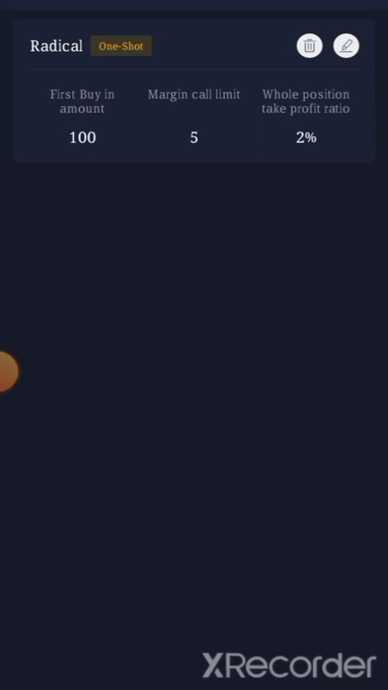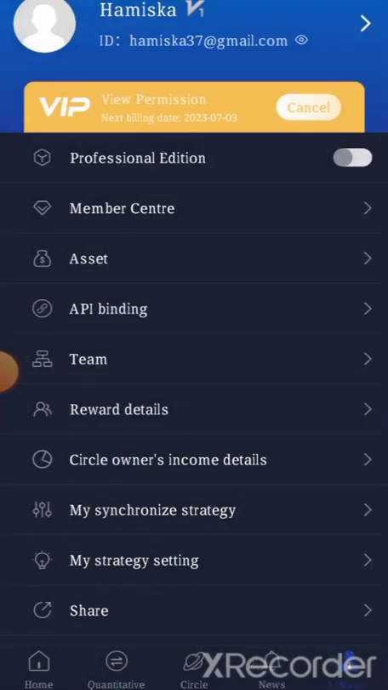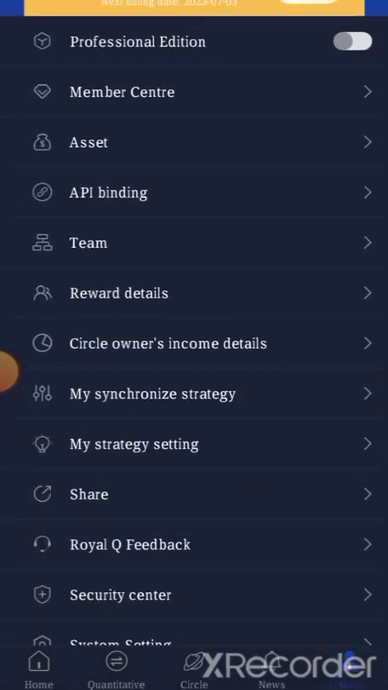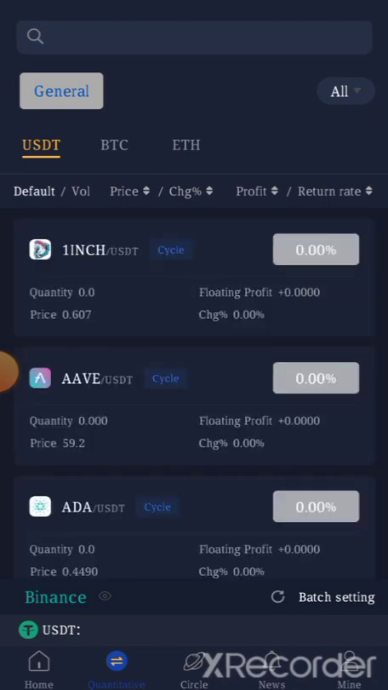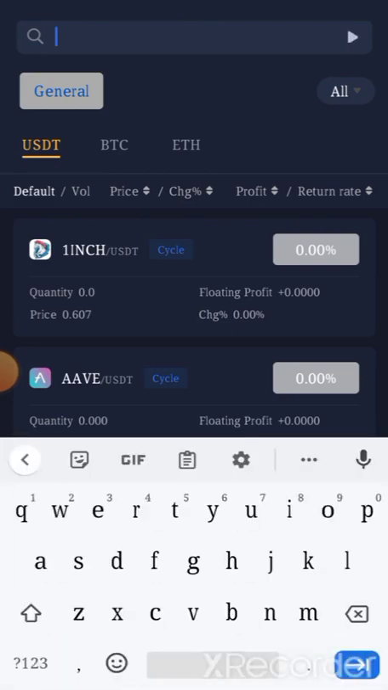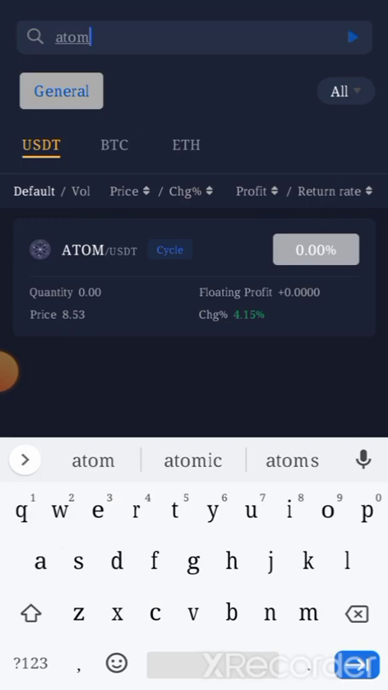Now, what is the importance of doing this setup? It eliminates time wastage, because should a signal be sent in the group, after picking up a coin which you want to trade on one shot, you just come on quantitative and search for the coin. For example, if the coin was Atom, you would just search for Atom, and it is here. So you tap on it.